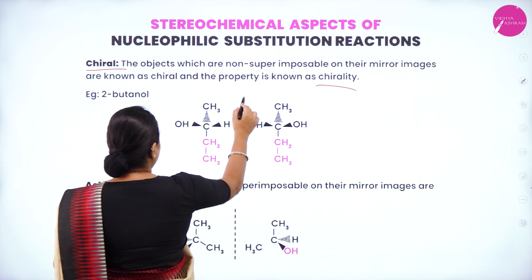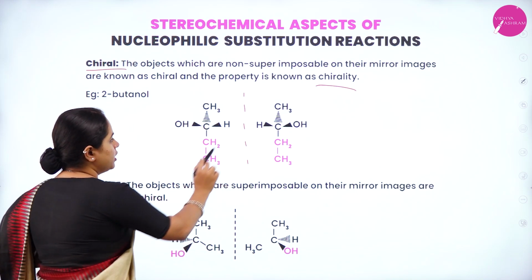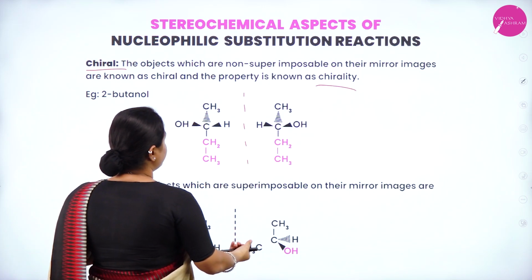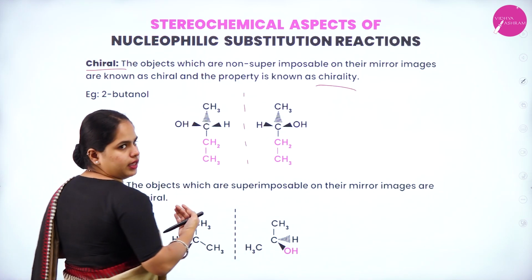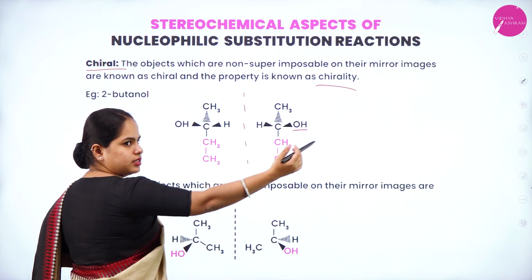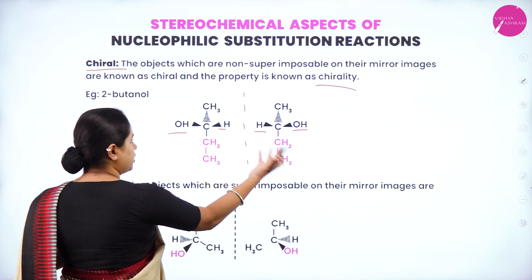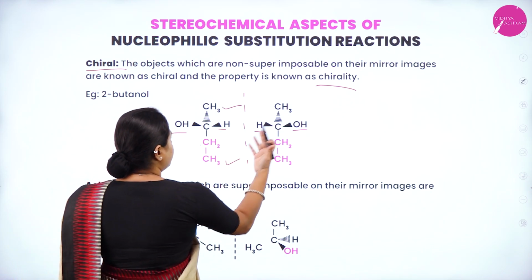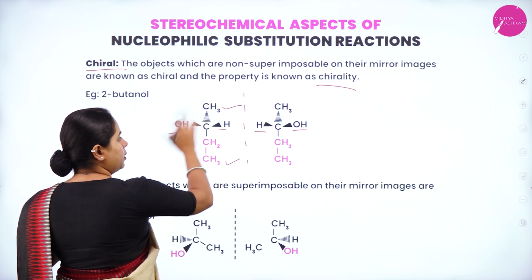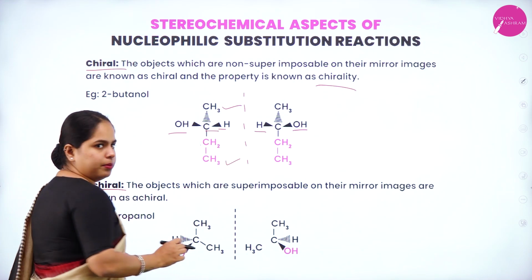As you can see here, a compound is shown, with CH3, H, OH and ethyl attached. The mirror image of that is shown here. If you're keeping one on top of another, what happens? Here the OH is on one side, there the OH is on the other side; here hydrogen is on the left side, there hydrogen is on the right side. Even though these two are the same compound, when we are superimposing, keeping one on top of another, this will be on the opposite side. Hence they are called chiral. The carbon is a chiral carbon.